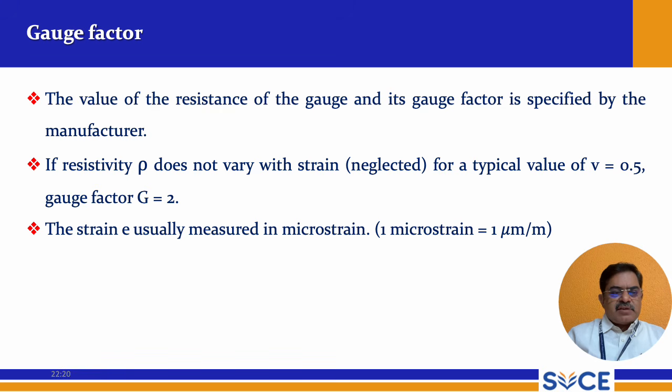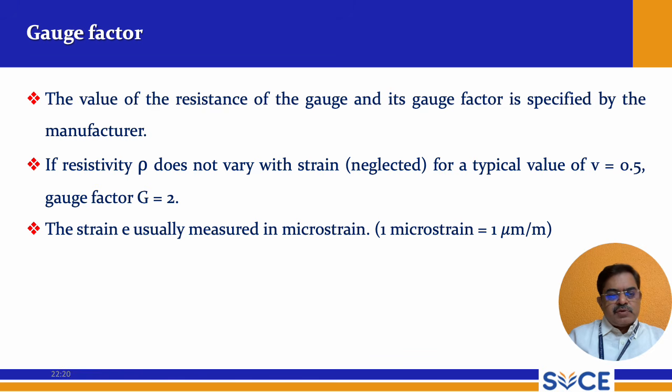So the gauge factor is specified by the manufacturer. This is the value that will be given or supplied by the manufacturer of the strain gauges. If resistivity rho does not vary with strain, so that term is neglected, for a typical value of V equal to 0.5, the gauge factor equals 2. So these are the specifications given by the manufacturer.